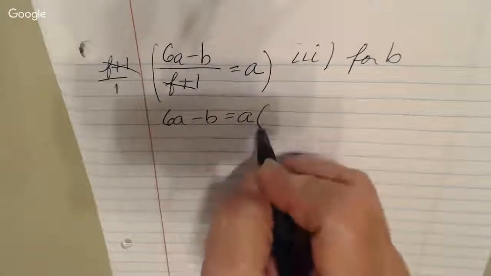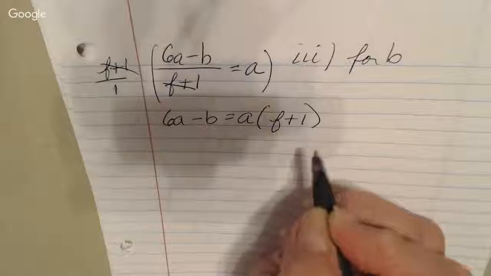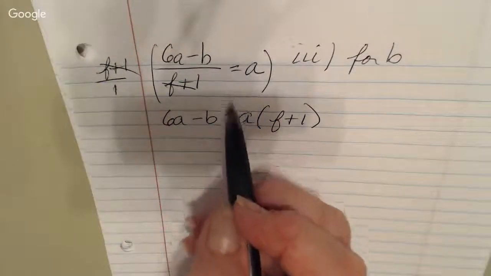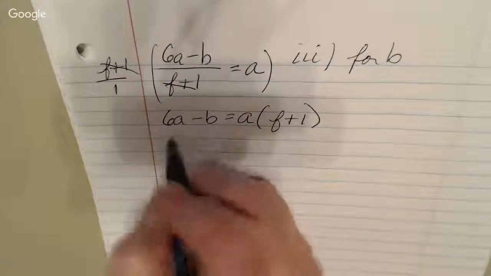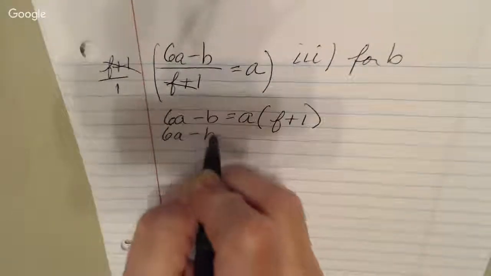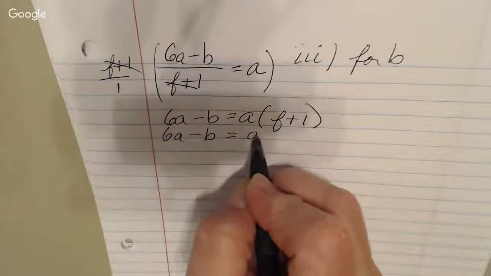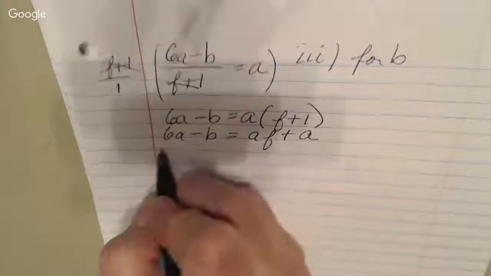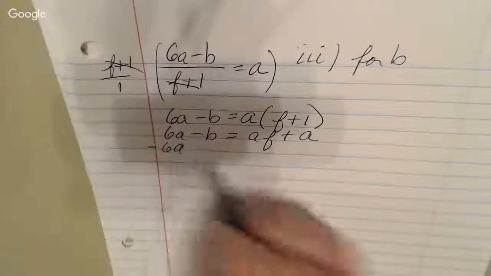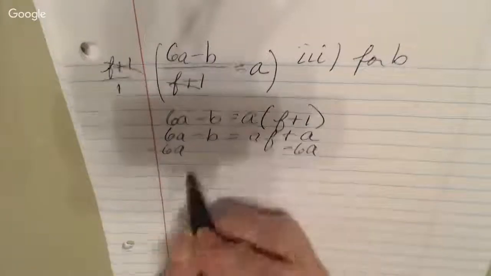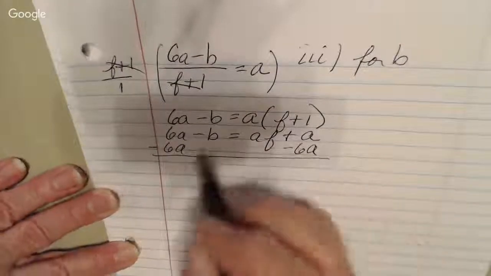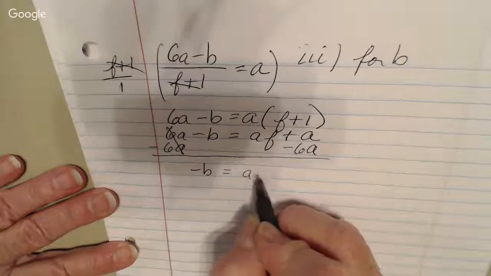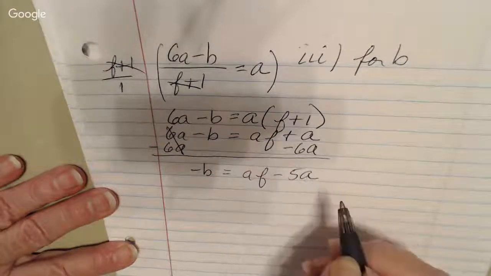But we're also multiplying this side by f plus 1, because whatever you do to one side of an equation, you always have to do the same thing to the other side of the equation. And so now I'm going to distribute that a. So we got to get rid of parentheses. And I got a bunch of a's over here, so I'm subtracting 6a. So a lot of this should look familiar from the other problems I just did on this one. So now I have negative b equals af minus 5a.